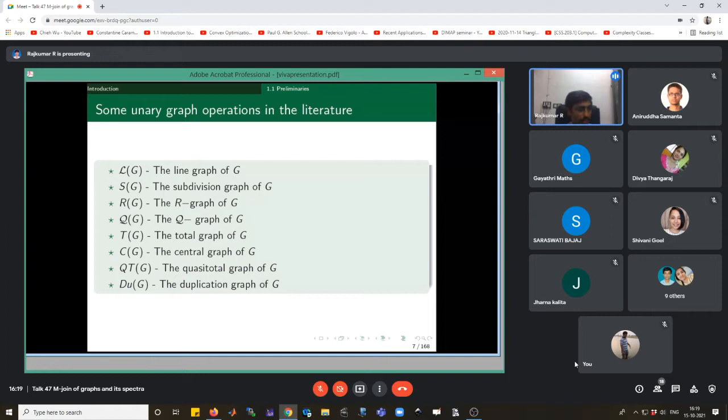Okay. Then the duplication graph of a graph is obtained by taking new vertices corresponding to each vertex of G and joining the new vertices to the vertices of G which are adjacent to the corresponding vertices in G of the new vertex, and deleting the edges of G. So this is known as duplication of graph.